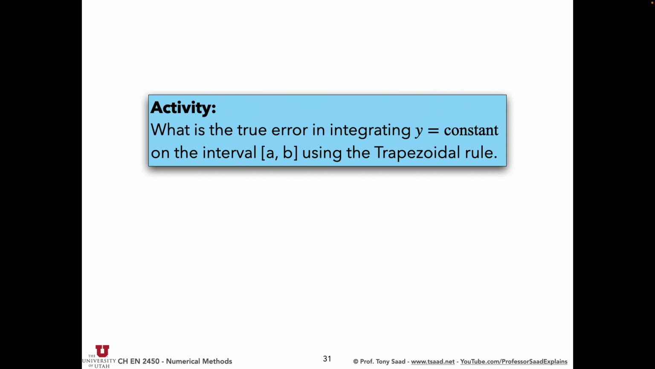So is the constant a special case of a straight line? Absolutely. A constant is a straight line with a slope of 0, right? Think about it. Draw a straight line between 2 points on that curve, which is a constant. It's going to fall exactly on top of that constant. So yes, the trapezoidal rule is going to integrate a constant exactly. It's simply the area of the rectangle.